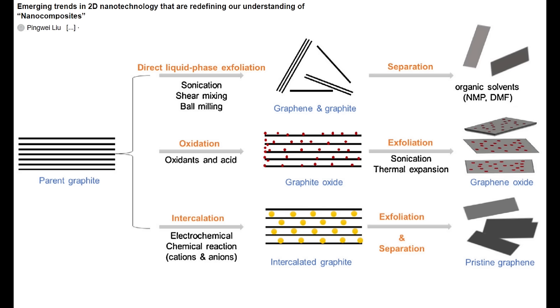This takes us to top-down graphene production methods. Instead of building the graphene atom by atom in pristine sheets, it's made from a nearly unlimited supply of graphene that Mother Nature's provided. Graphite.